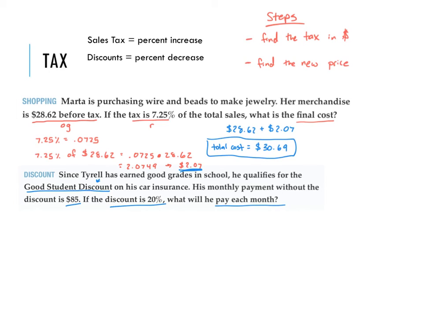So I'm going to label my problem. Always, whenever you have word problems, label your pieces. Okay? It sounds like a small little in-between step, but it really does help you plug into the equation because there's a lot of information going on here. So read the problem, underline important information, and then label your information. So $85 is my original amount. 20% is my rate. This is my new price.